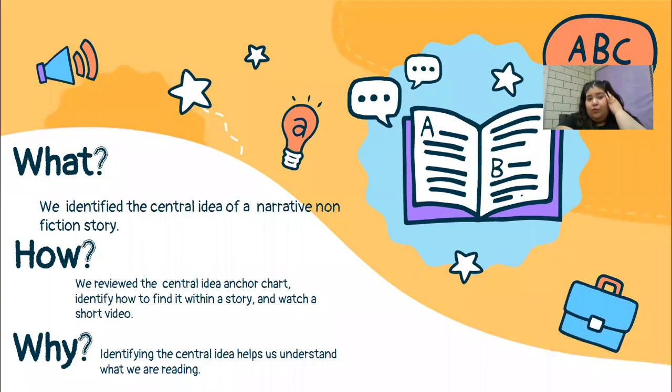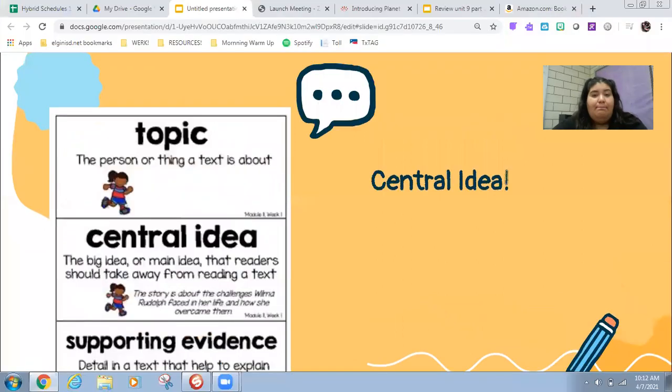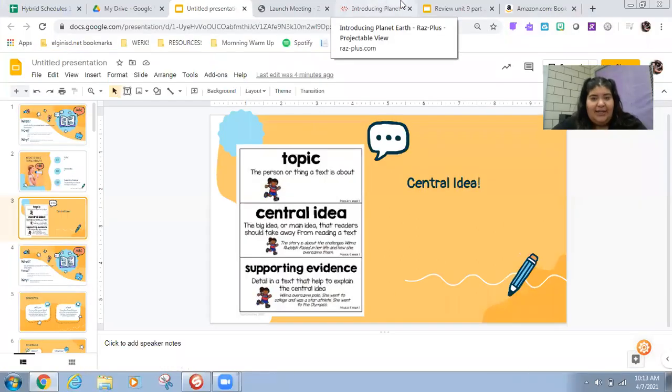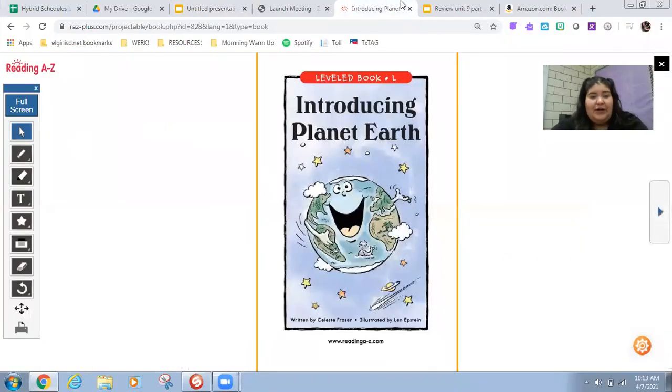All right, so we are moving on to a book, and this book is called Introducing Planet Earth. So what do you think the topic is about? It's probably about Earth, right? Well, what do you think our central idea is going to be about? What the main big idea, what the author wants you to take away from this book? I don't really know, but do you think we need to read the book to find out? Yes, we know that the topic is going to be about Earth, right?